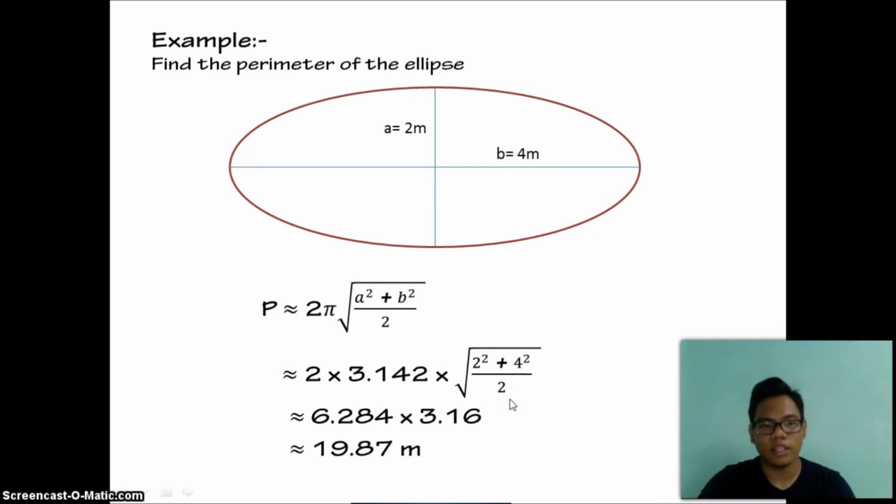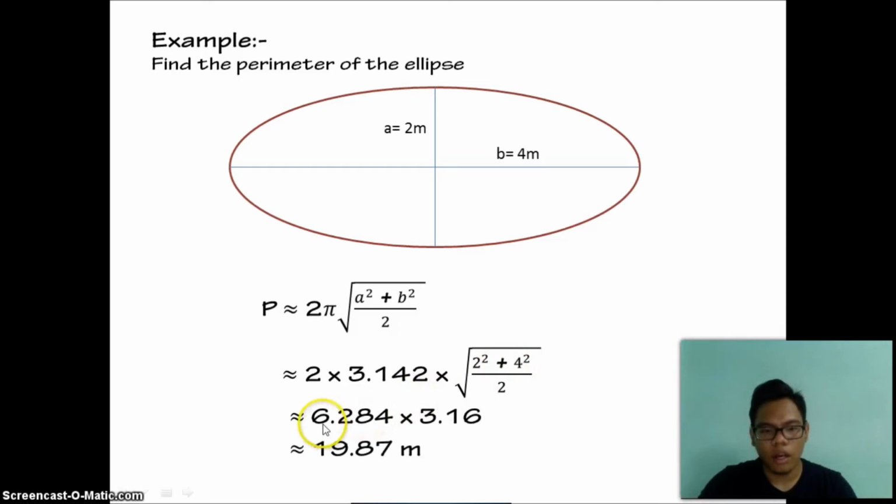Here's an example for you guys. The question is, find the perimeter of the ellipse. Here a diagram and some information are given. a equals 2 meters while b is 4 meters. Simply substitute into the perimeter of the ellipse formula: 2 times pi times the square root of a squared plus b squared over 2. Substituted: 2 times 3.142 times the square root of 2 squared plus 4 squared over 2.